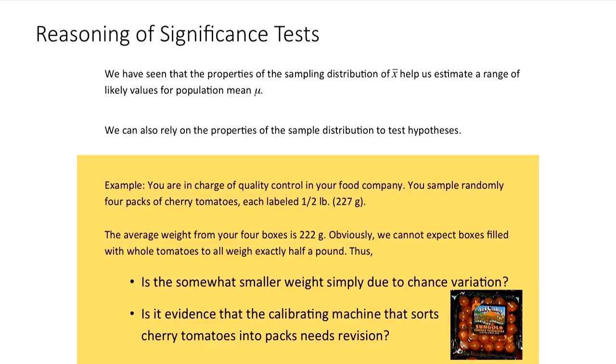This is lower than it's supposed to be, and that can pose a problem. Perhaps you're worried about a lawsuit taking place, people saying that they're not getting the cherry tomatoes that they were promised. So how do we tell if what we got from those 4 particular boxes applies to the larger population of boxes, or whether we just happened to pick 4 boxes that had a lower than normal sample mean? Well, the way that we do this is we try to test a hypothesis.